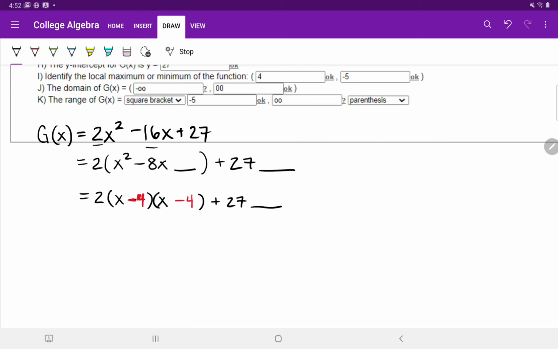When we do that, if we multiply these parentheses back out, that would give us x squared minus 4x plus 16, which is x squared minus 8x plus 16. So we got the x squared and the minus 8x that we started with, but we have this positive 16 that we need to put on the blank.